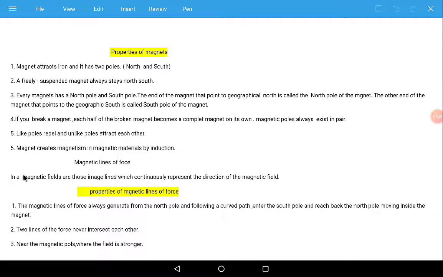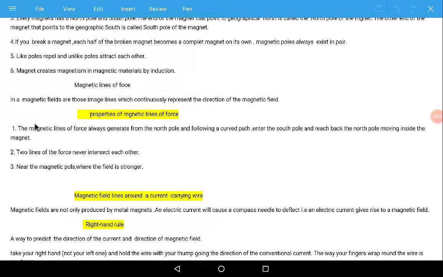So magnetic field lines, or magnetic lines of force, represent the direction of the magnetic field. Now some properties or characteristics of magnetic lines of force. There are different characteristics or properties. The first one, the magnetic lines of force always originate from the north pole and, following a curved path, enter the south pole outside of the magnet, and reach back to the north pole moving inside the magnet.